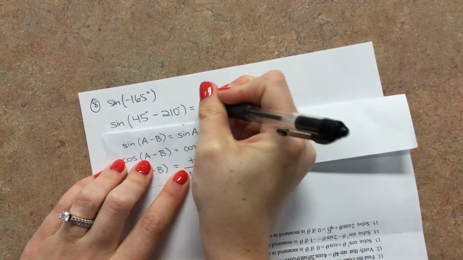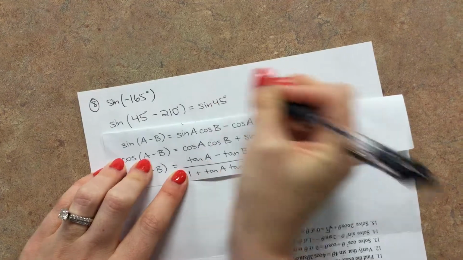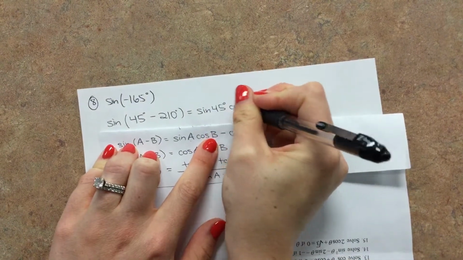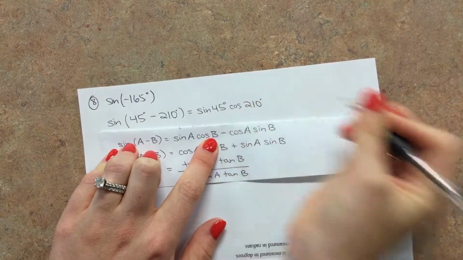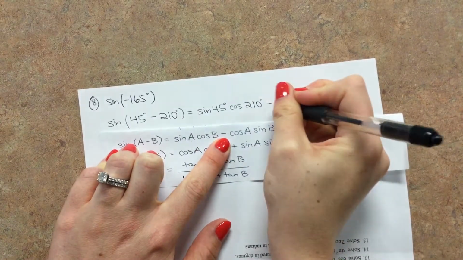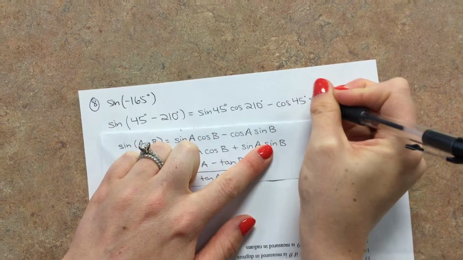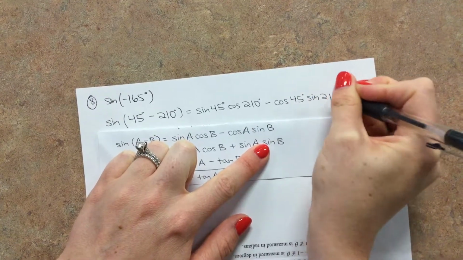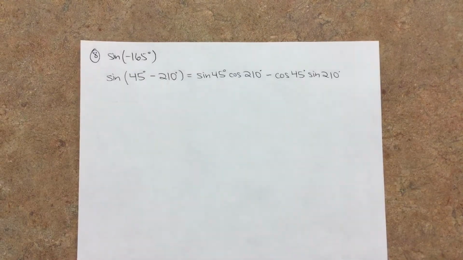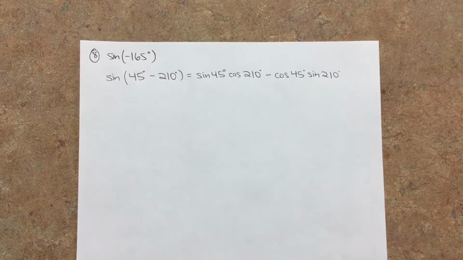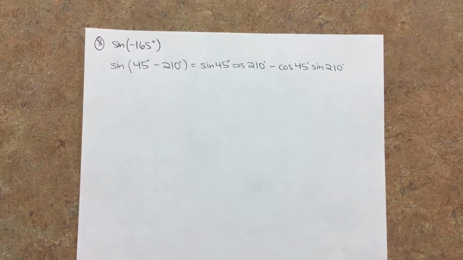Okay, so we've got sine of 45 degrees and then cosine of b, cosine of 210, minus cosine of A, which is 45 degrees, and then the sine of B, which is 210. So just pulling right off of those formulas that you've got. And then once you have the formula all written out, that's when you pull from the unit circle. So that's why you need to make sure you've got a copy of that.